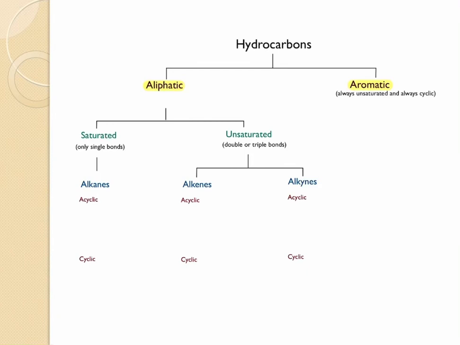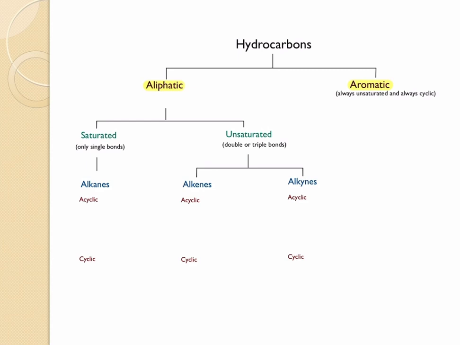Classification of hydrocarbons. Hydrocarbons are compounds which contain only carbons and hydrogens, and they can be classified under two different heads, aliphatic and aromatic. Aliphatic hydrocarbons can be further classified as saturated hydrocarbons and unsaturated hydrocarbons. Saturated hydrocarbons are going to be having only single bonds, whereas unsaturated hydrocarbons can have double or triple bonds. Alkanes are examples of saturated hydrocarbons, whereas alkenes and alkynes are examples of unsaturated hydrocarbons.